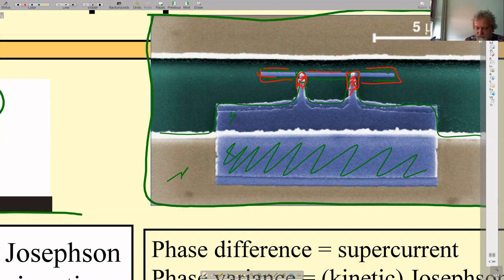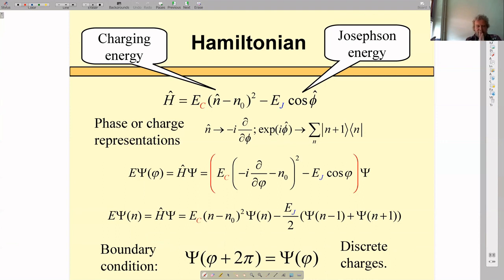That was physical. Let me sketch a couple of Hamiltonians. The Hamiltonian should depend on two operators which represent charge and superconducting phase. This is the charging energy, and you see it pays an energy cost for variation of charge with respect to some average charge. It's proportional to the square of charge fluctuations.